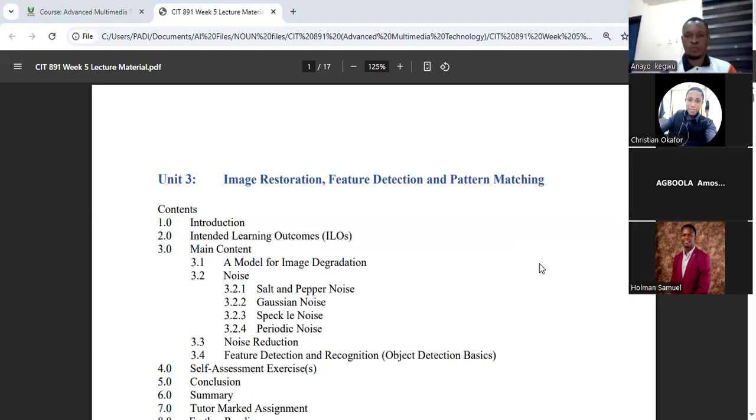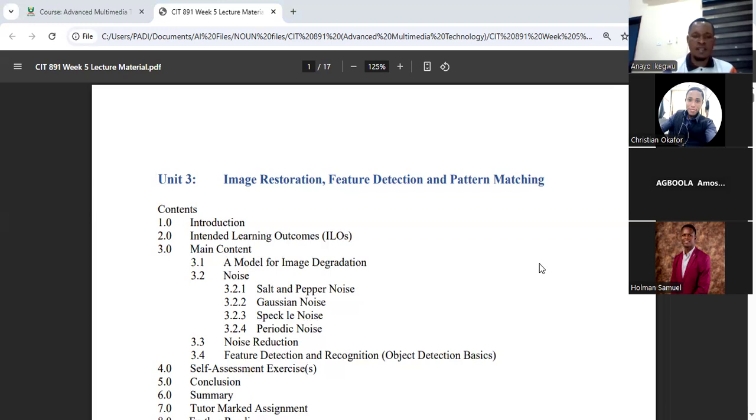And the topic for today is image restoration, feature detection, and pattern matching, which will be taken as Unit 3. So it is good to understand these 3 key concepts that make up this unit.